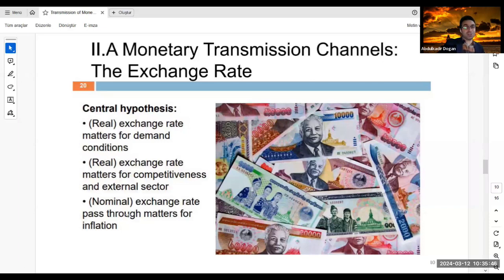And the nominal exchange rate pass-through matters for inflation. So the real effective exchange rate is just a measure of competitiveness, but the nominal exchange rate that we see on the screen and television and on the street will affect inflation via the pass-through channel. Okay, from the exchange rate, we will pass to inflation.